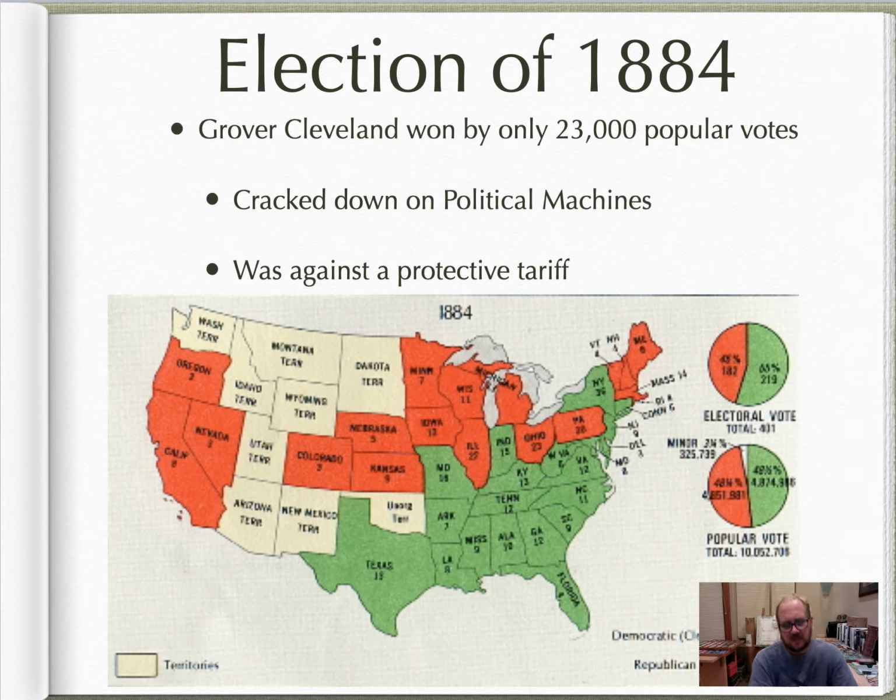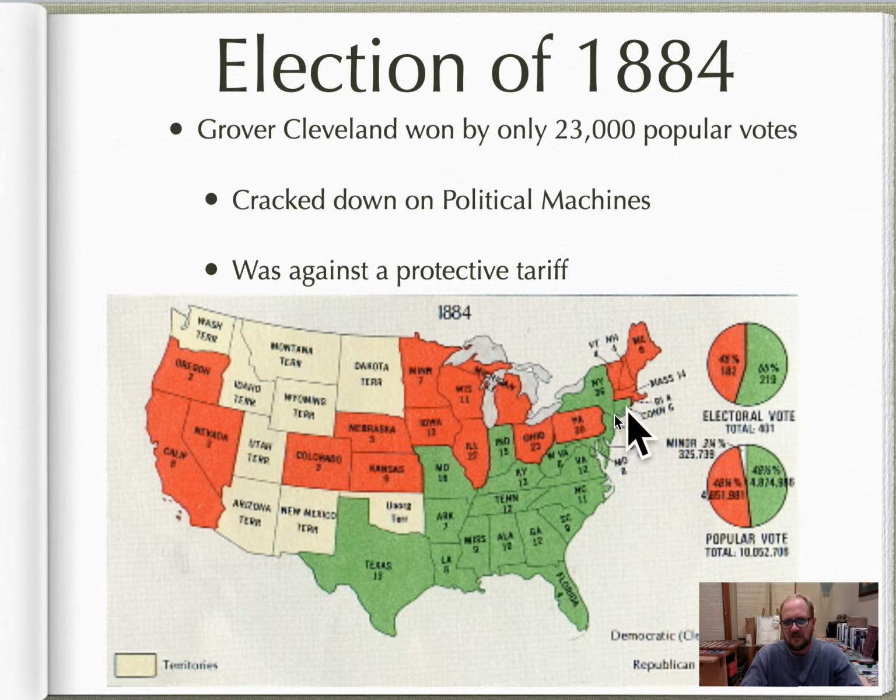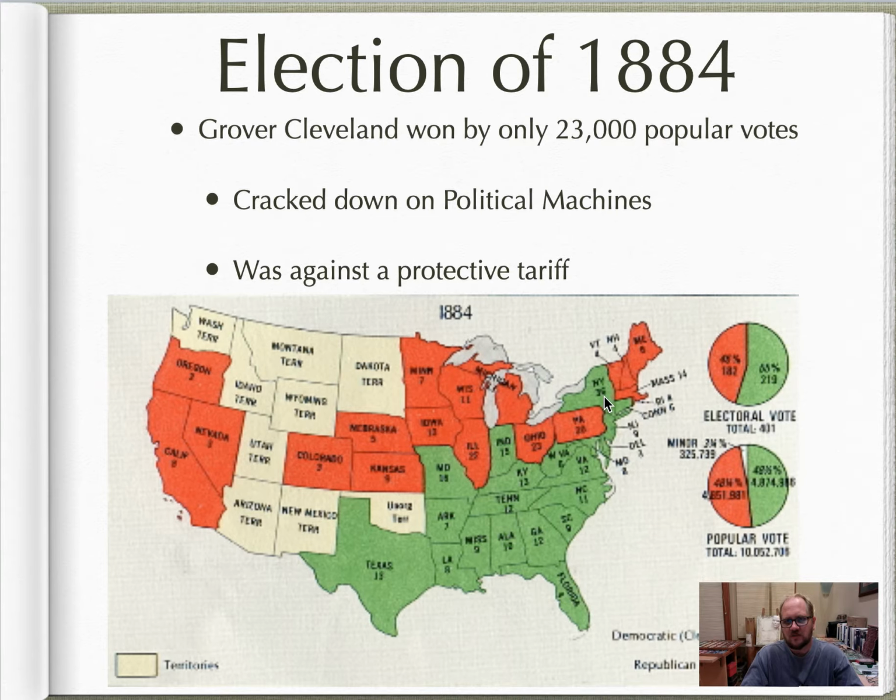The next election, we're going to see Arthur not run, but we're going to see the Republicans elect some guy named Blaine. And he will run against a Democrat who is from the North, Grover Cleveland. He will win by only 23,000 popular votes, and he promised to be a reformist. He promised to crack down on the political machines. He was against the protective tariffs, so that obviously favored the South and their economic ideology. And you see that he won the South solidly, and really what allowed him electorally to win is this swing state, New York.